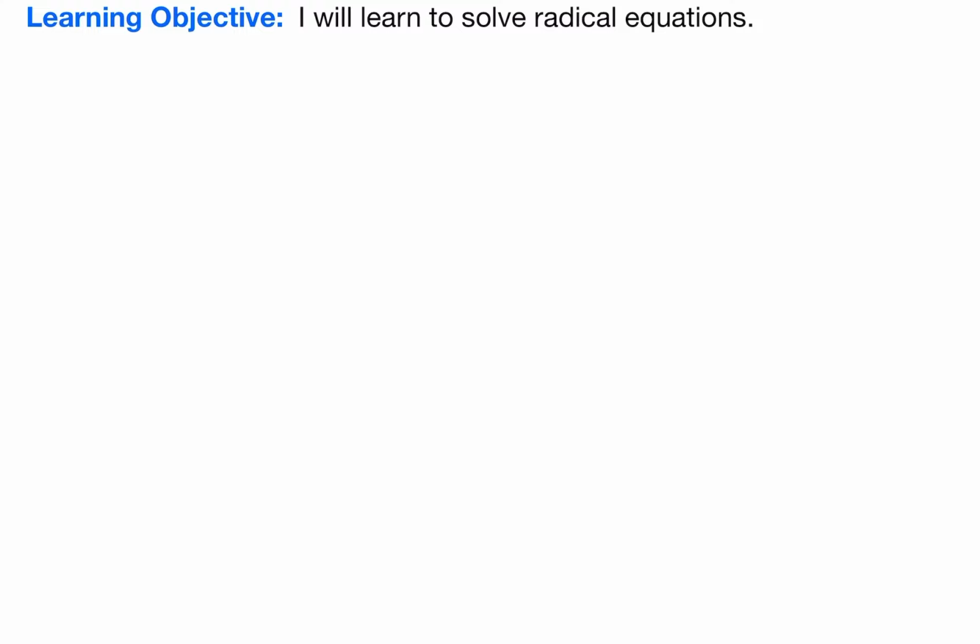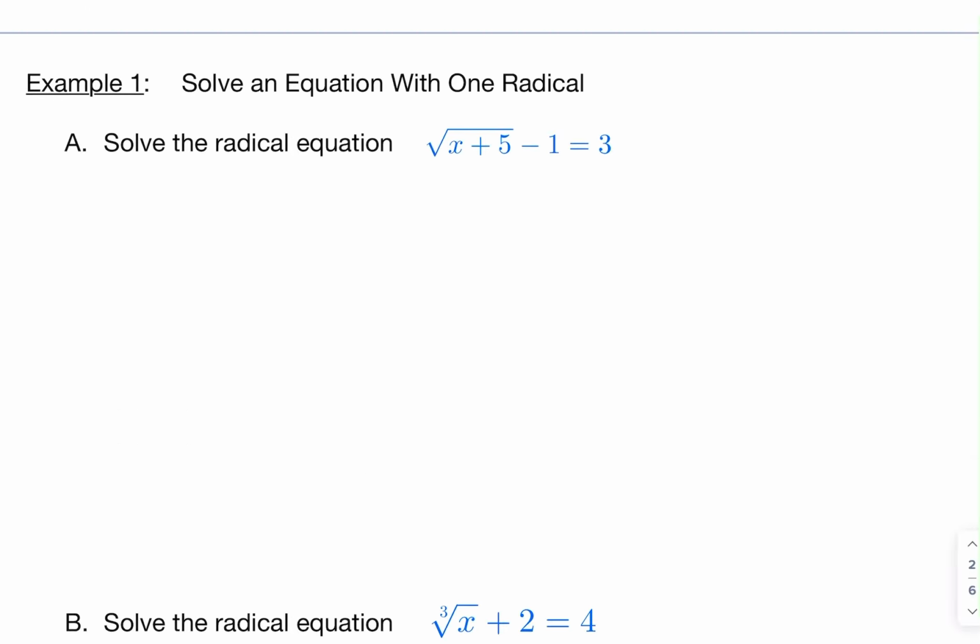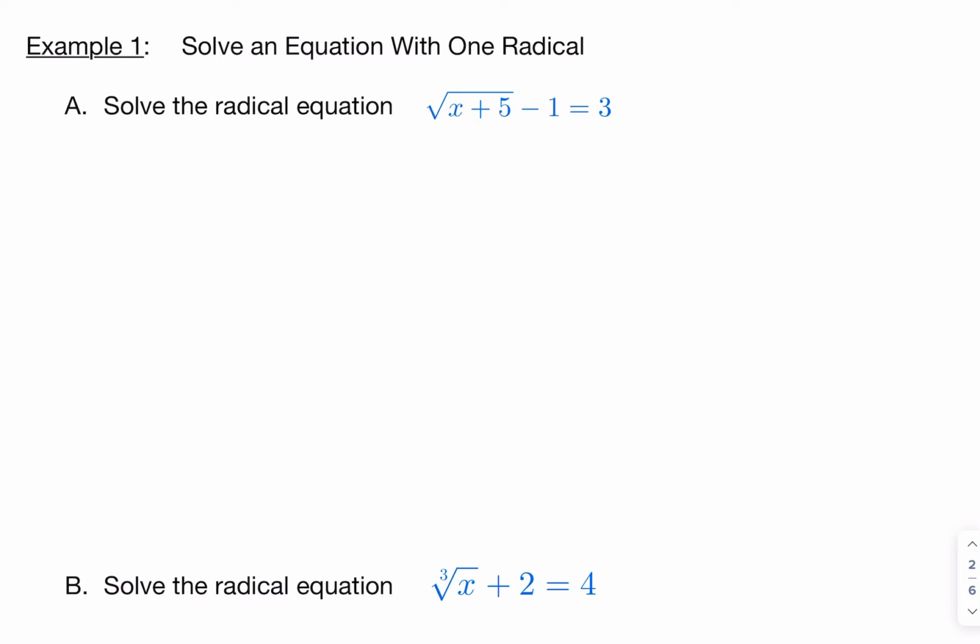All right, class, in this lesson, you are going to learn to solve radical equations. So let's go ahead and get started with example 1. Here we're going to solve an equation with one radical. We have the radical equation square root of x plus 5 minus 1 is equal to 3.